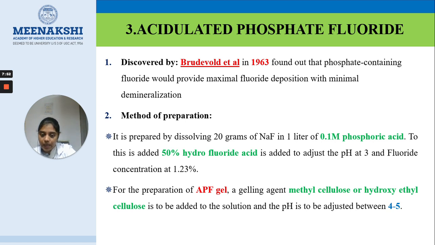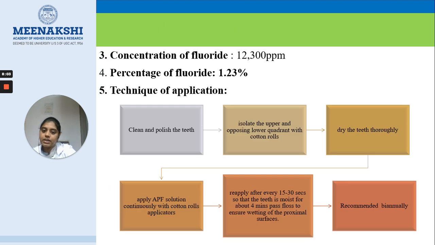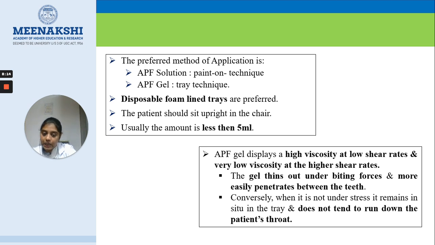For the preparation of the APF gel, a gelling agent such as methyl cellulose or hydroxyethyl cellulose is added to the solution and the pH is adjusted to 4 to 5. The concentration is 12,300 ppm and the percentage of fluoride is 1.23. The technique of application is the same as for the solution form of APF, whereas in the case of the gel form, we have to make sure that once the gel is dispensed into the tray, the patient is made to sit upright and is asked to bite the tray.